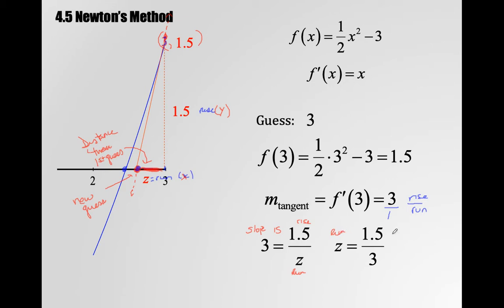Solved that, got run by itself. Run is the y value at your previous guess divided by the derivative value at your previous guess. So notice with my first guess of 3, I plugged 3 into the original and got my rise, my y value. Then I took 3 and plugged it into my derivative to get the slope, the rise over the run. And if I just want run, I am going to divide the rise by the derivative.